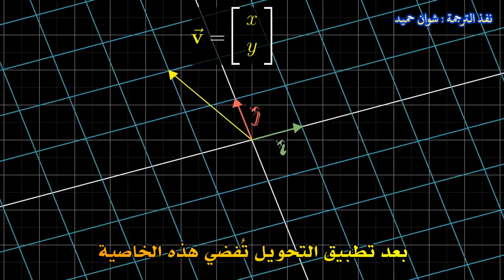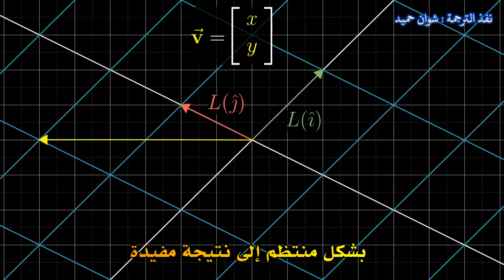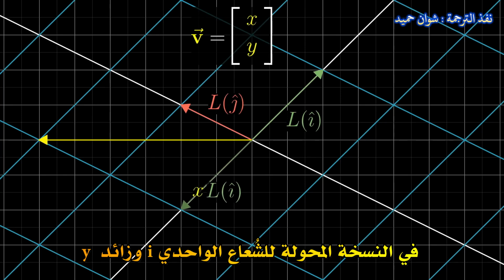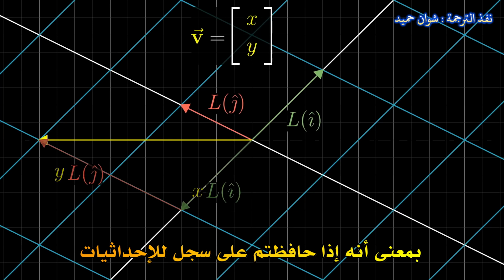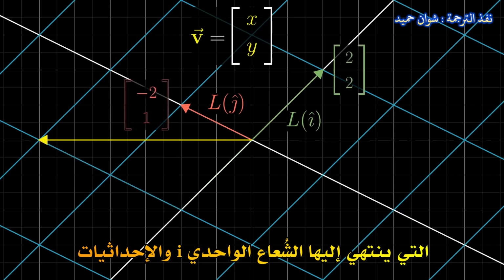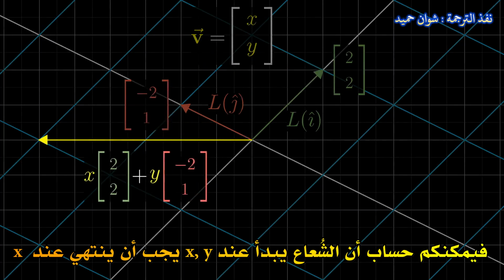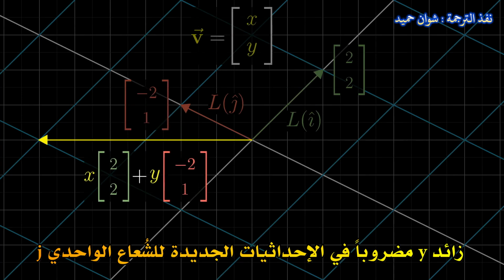After going through the transformation, this property that grid lines remain parallel and evenly spaced has a wonderful consequence. The place where your vector lands will be x times the transformed version of i hat plus y times the transformed version of j hat. This means if you keep a record of the coordinates where i hat lands and the coordinates where j hat lands, you can compute that a vector which starts at x, y must land on x times the new coordinates of i hat plus y times the new coordinates of j hat.